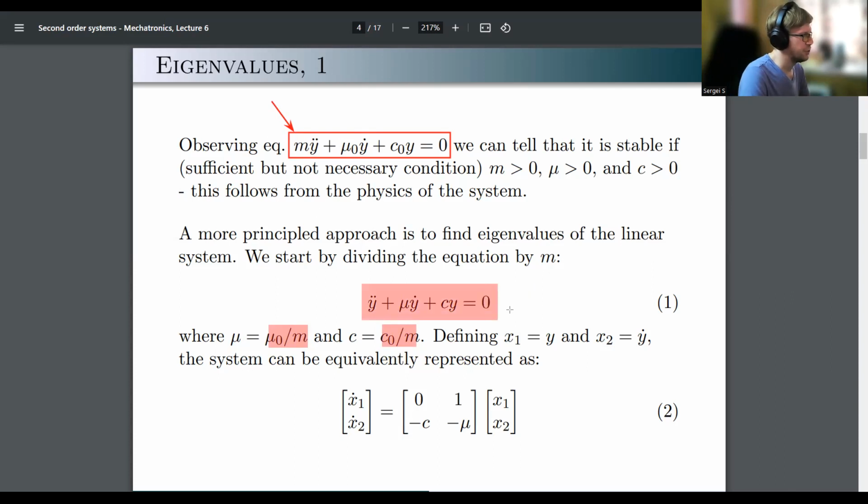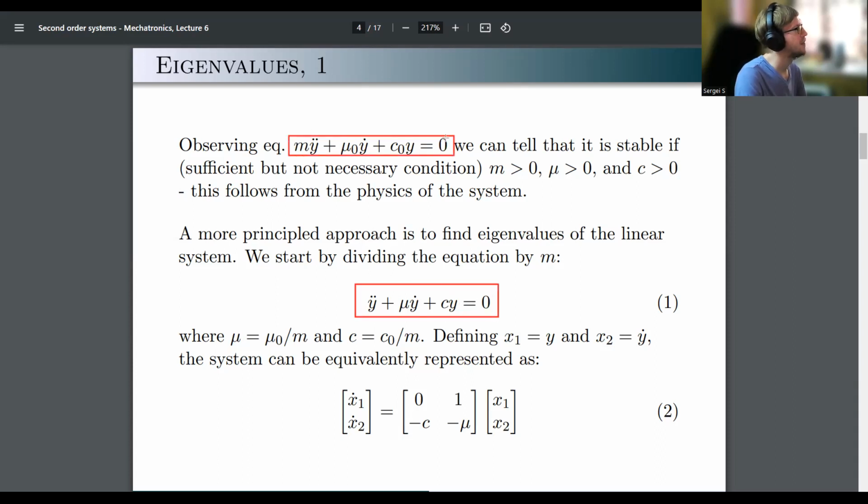This is a better description of the system. So if you work with the system, it is better to use something like this than something like this.